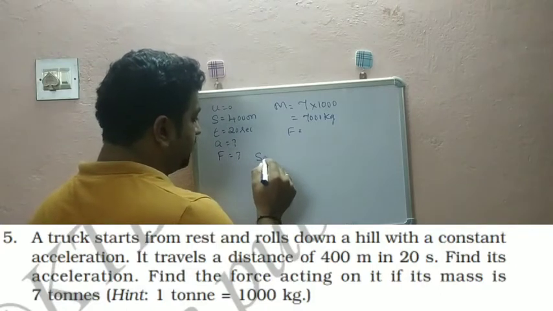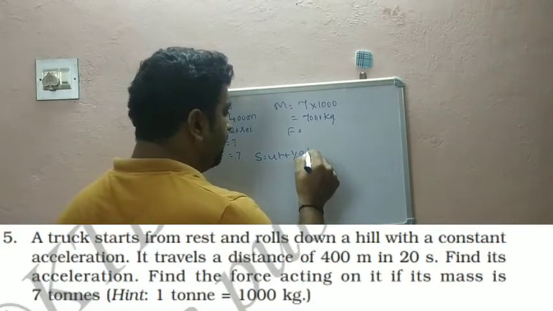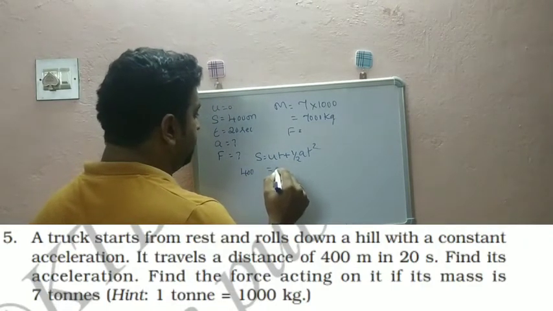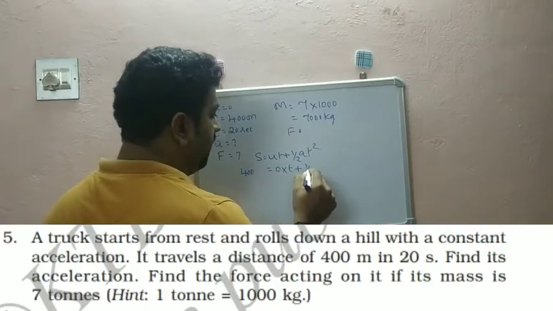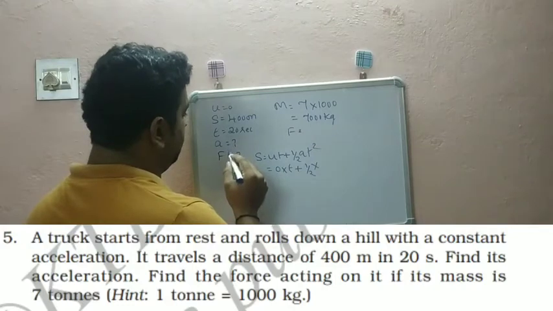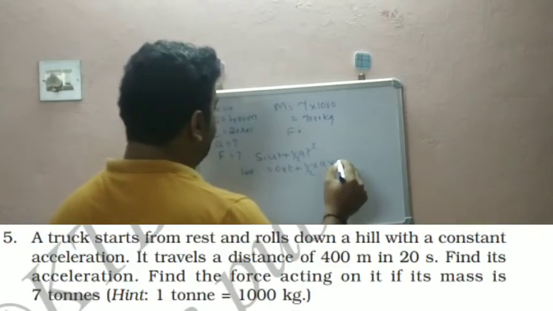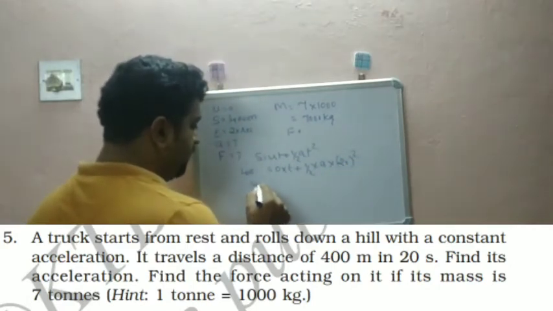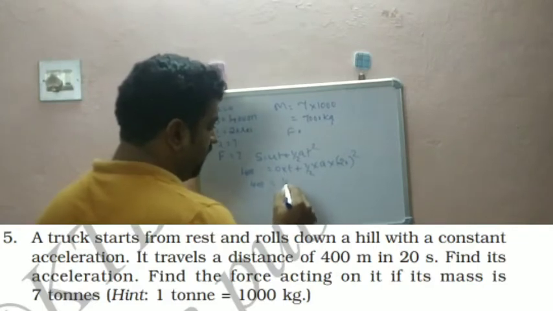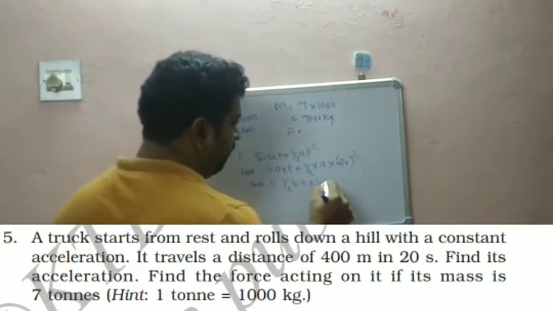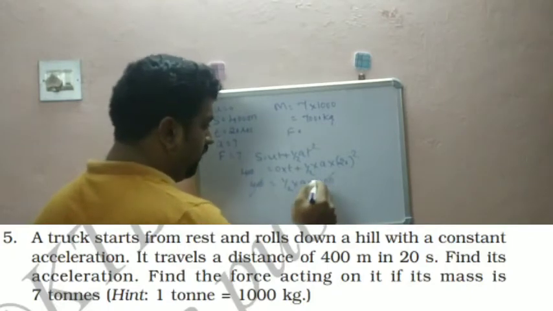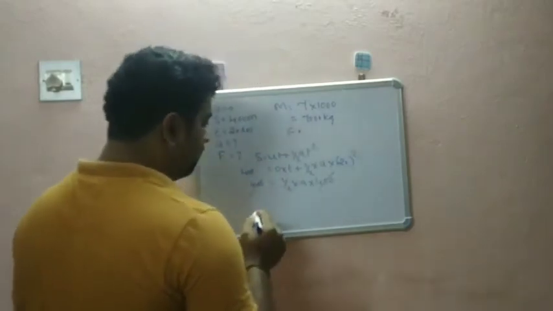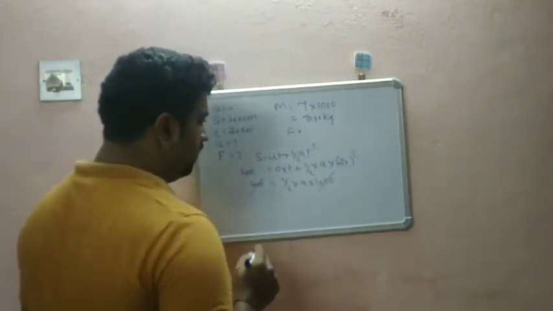So what formula to use? S is equal to ut plus half at square. S is 400, U is 0 into T, plus half into A. We have to find out A. T is 20 seconds, so 20 square. So 400 is equal to 0 plus half into A into 400. 20 square is 400, so 400 cancels. Half A is equal to, how much will we get?